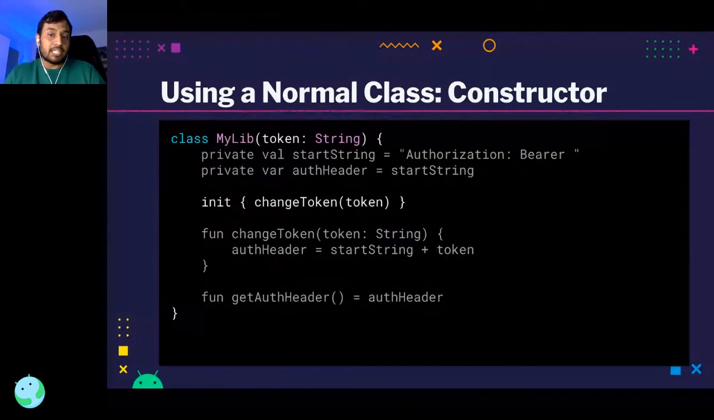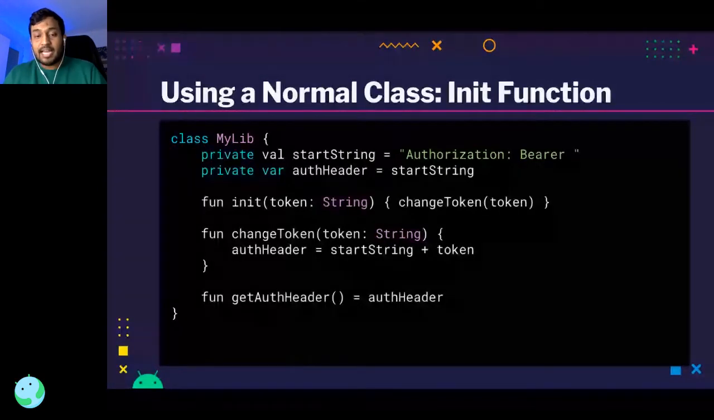Another version of doing something like this is that you actually use an init function. So I'm not using the constructor anymore. What I'm going to use is a standard normal function, and I'm calling it init. It's not the init block, it's an init function that I am defining on my own. It does the same kind of stuff that we saw earlier. It takes the start string and concatenates the token to it, and then there's a getter for it. Now, notice the section that I'm highlighting, and that is the fun init function call, which internally calls change token.